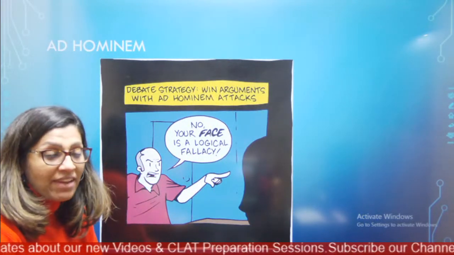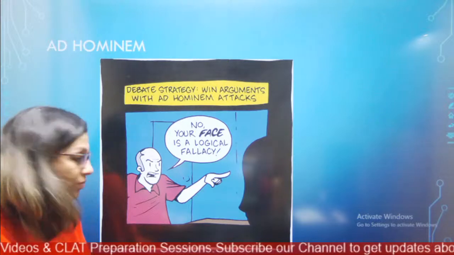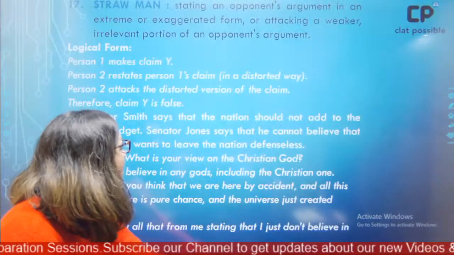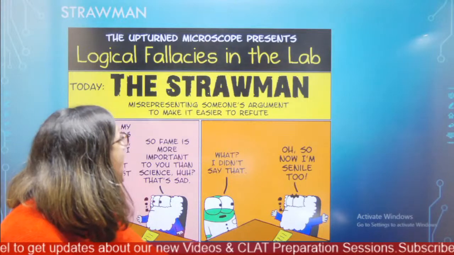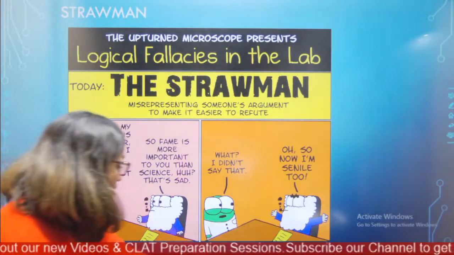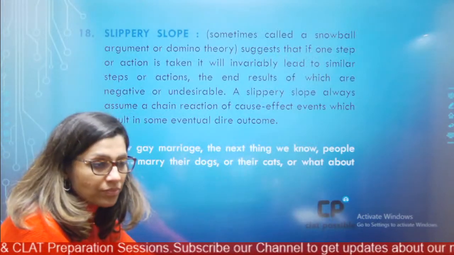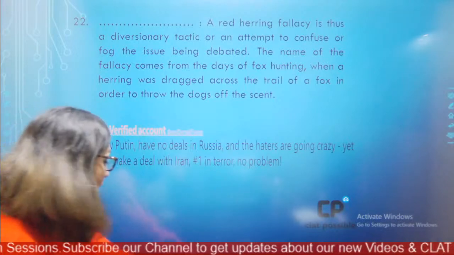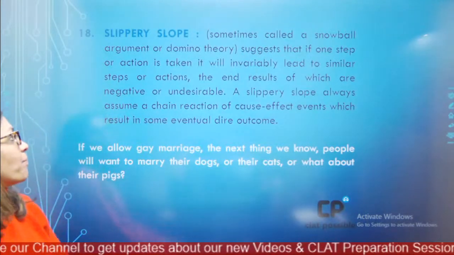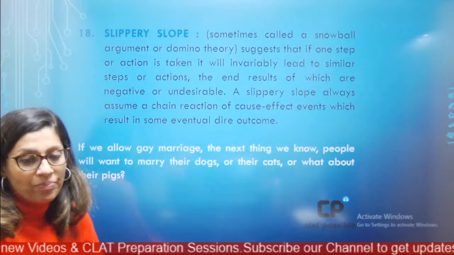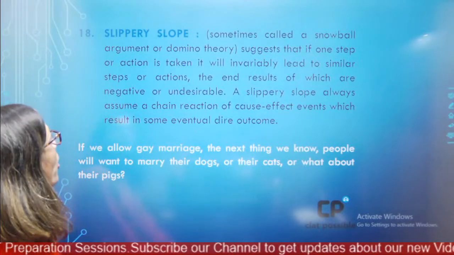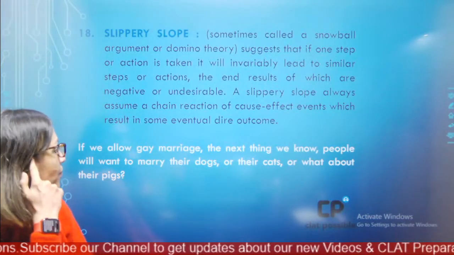Okay, let's go to a very, very interesting fallacy. I'm going to skip straw man for the time being. We'll do it in the class. Okay, let's go to a very interesting fallacy, which is the slippery slope. Also called snowball argument or domino theory.